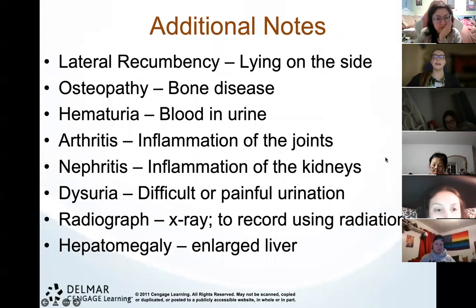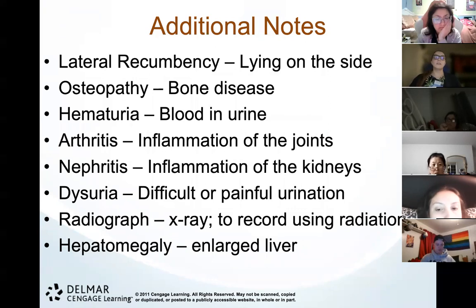All right, guys, and just some additional notes. I did go over a few of these through the lecture. So we know lateral recumbency, that's laying on the side. Osteopathy, bone disease. Hematuria, blood in the urine. Arthritis would be inflammation of the joints. Nephritis is inflammation of the kidneys. Remember, nephro is the term for the kidneys. Nephritis, itis is inflammation. Same with arthritis. Arth is the joints. Itis, inflammation.